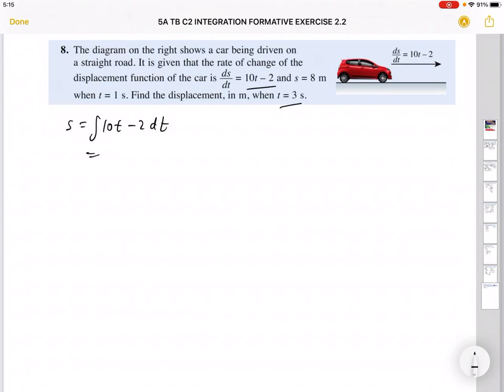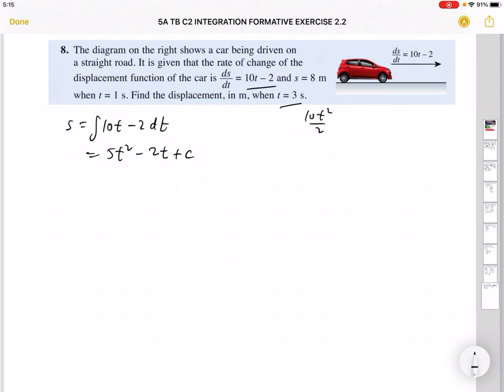This is 5t squared over 2. When you integrate 2, it's just 2t. Remember, when you integrate with respect to x, like integrate 2 dx, we just put 2x. If you integrate with respect to t, just put 2t. Just change the unknown or the variable.